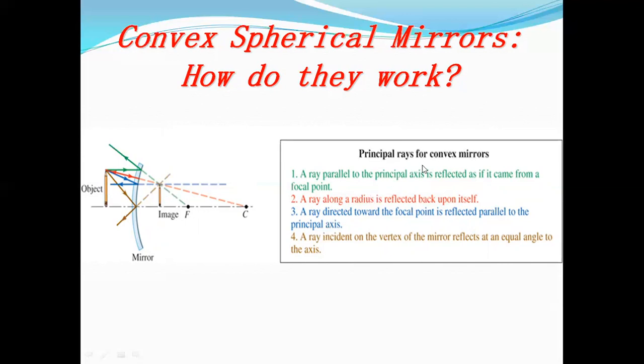The principal rays of convex mirrors: Number 1, a ray parallel to the principal axis is reflected as if it came from the focal point. Number 2, a ray along a radius is reflected back upon itself. Number 3, a ray directed towards the focal point is reflected parallel to the principal axis. And lastly, a ray incident on the vertex of the mirror is reflected at an equal angle to the axis. And here I show you the image formation of convex mirrors.